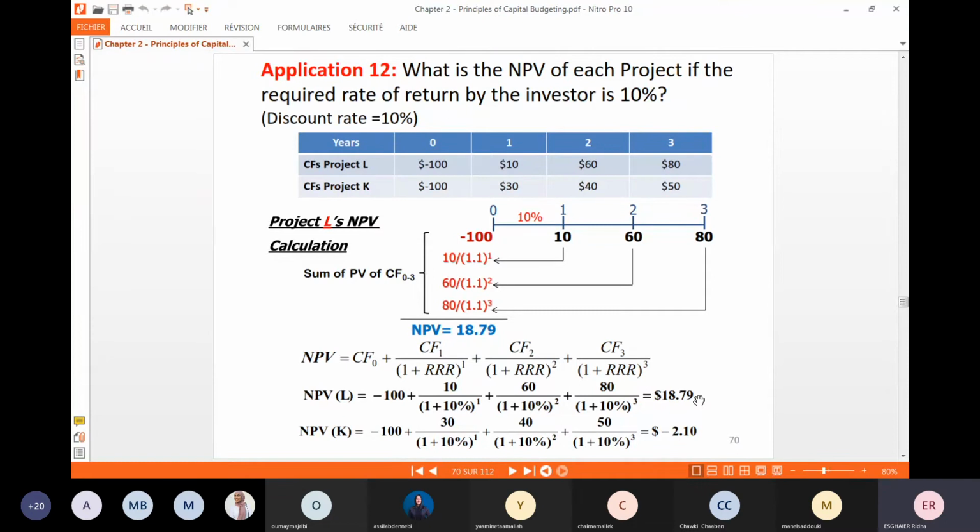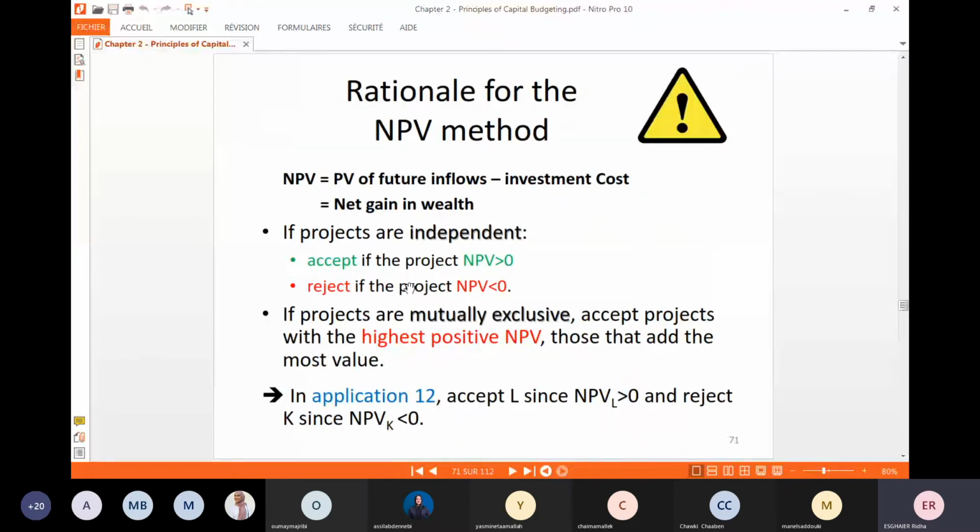If the NPV is negative, in this case, an ordinary case with a negative cash flow followed by positive cash flows, we call it a normal cash flow stream. When your NPV is negative, it means that you didn't earn the 10% you require. And this is the decision rule. If you have mutually exclusive projects, you choose the project with the highest positive NPV. If you have independent projects, you choose all the projects with a positive NPV. As simple as that.